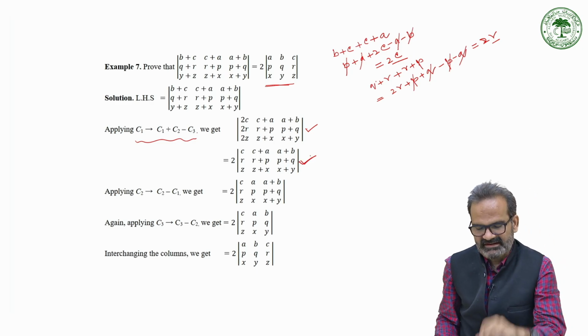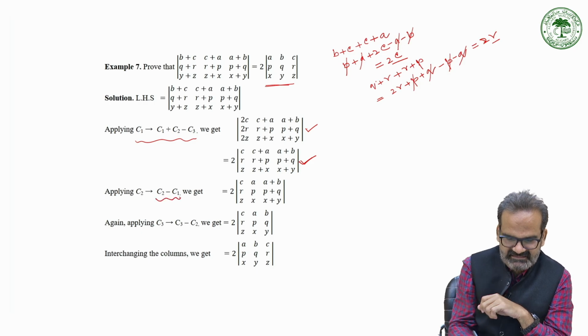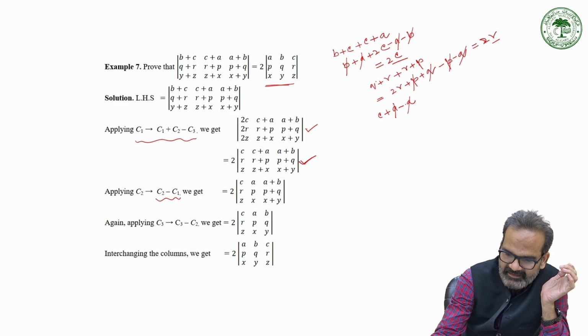Now, with the same determinant, what are we using next? We are using C2 minus C1. C2 is this column, C1 is this column. So, C2 minus C1 means C plus A minus C. A and A, you will get cancelled. What will you get here?